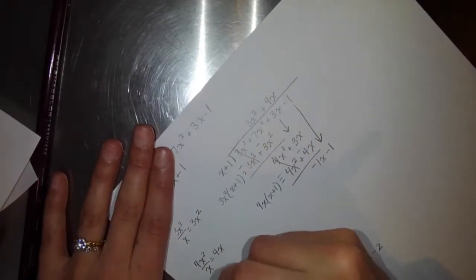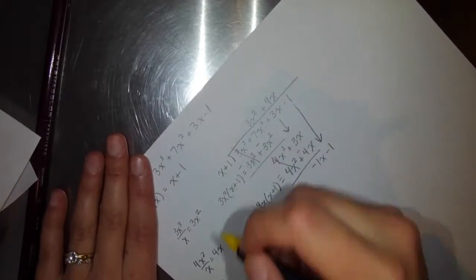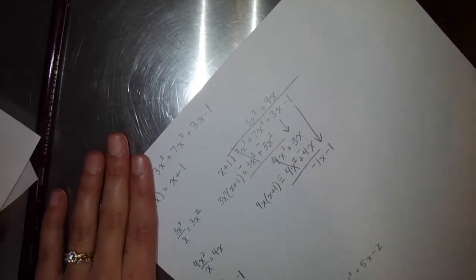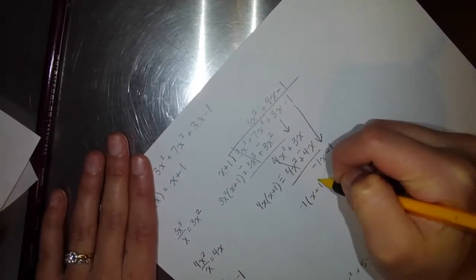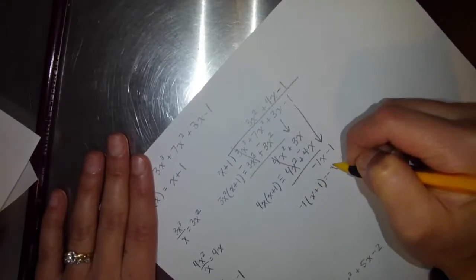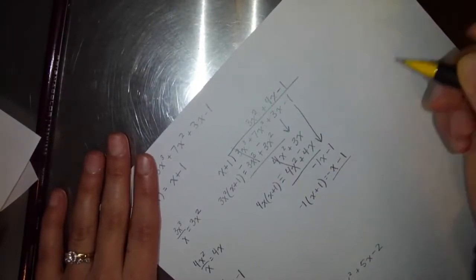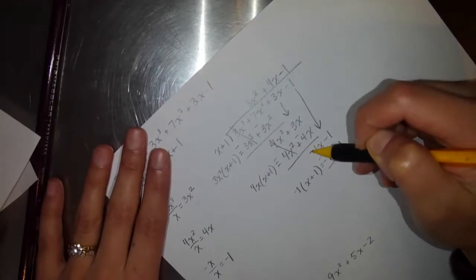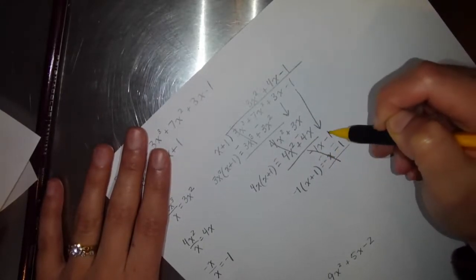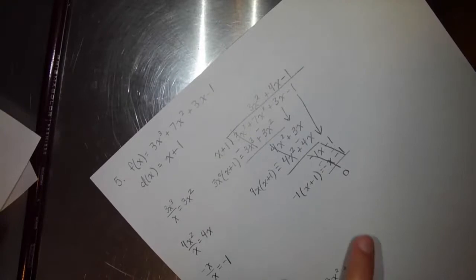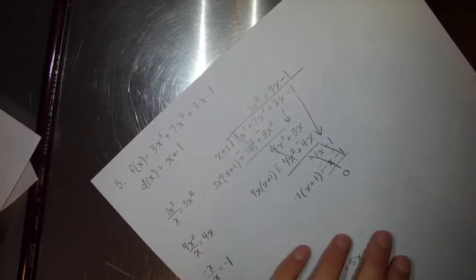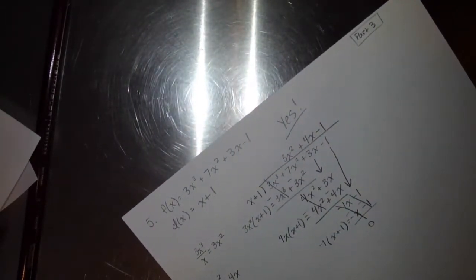Okay, so negative x, that's what I have here. Dividing it by the x up here is negative 1. So that's my next term. So I have negative 1 times x plus 1 will be negative x minus 1. And when we subtract here, negative x minus negative x cancels. Negative 1 minus negative 1, we have a remainder of 0. So for number 5, if we have a remainder of 0, that means it's a factor. So yes, that is a factor. So number 5, your answer should be yes.